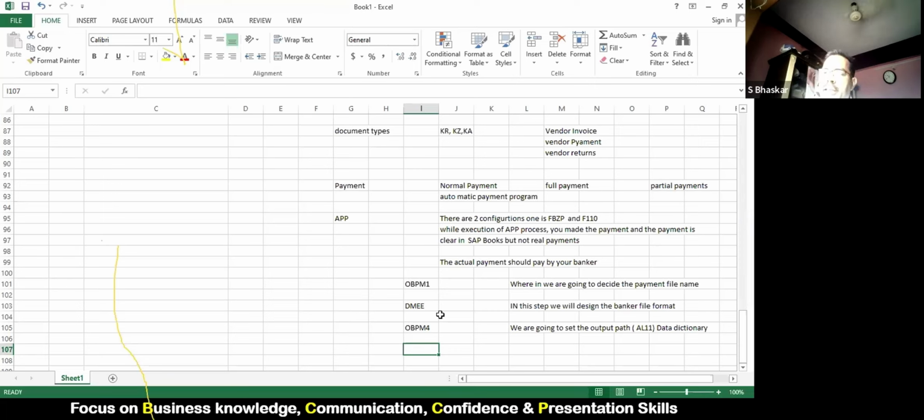Similarly, whenever you are making any payment, or doing any kind of data transfer from one system to another system, the Basis people are going to use one place called the AL11 directory. In this directory, the data should come. In your SAP you have different kinds of folders: GL, AP, asset, all of them. Whether your file belongs to GL or to AP, where exactly you want to store it, that place is decided by your Basis consultant.